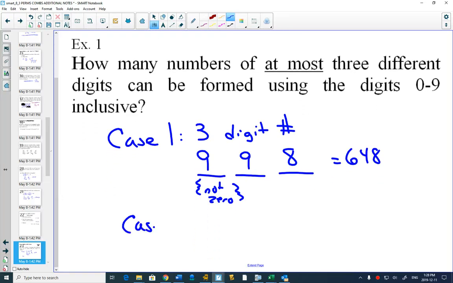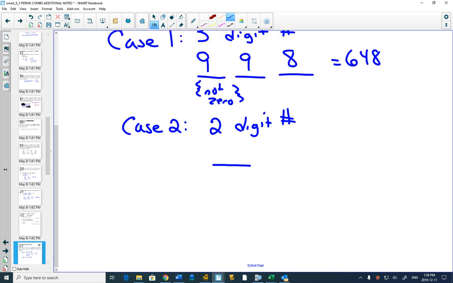Case 2, we haven't counted 2-digit numbers. Again, there's a restriction. Can't start with a 0. 9 choices. Then put the 0 back in, but 1's gone. 9 left for 81.